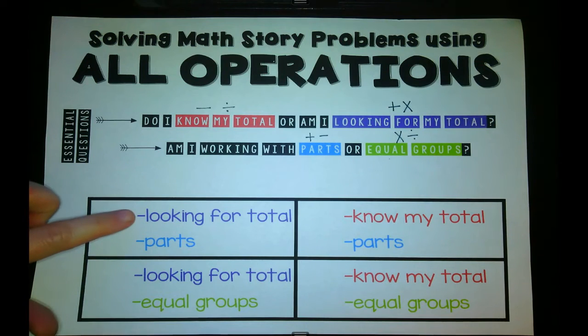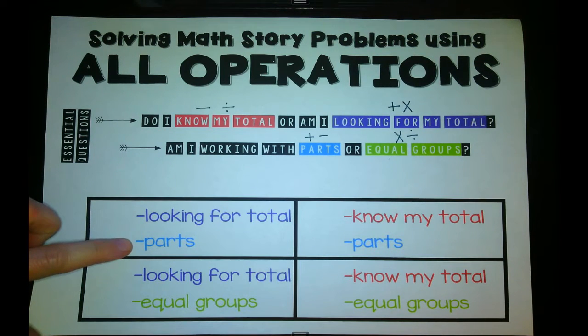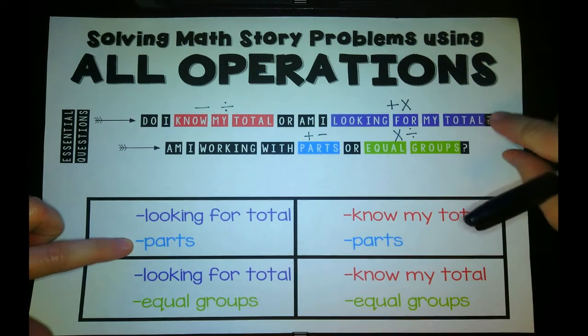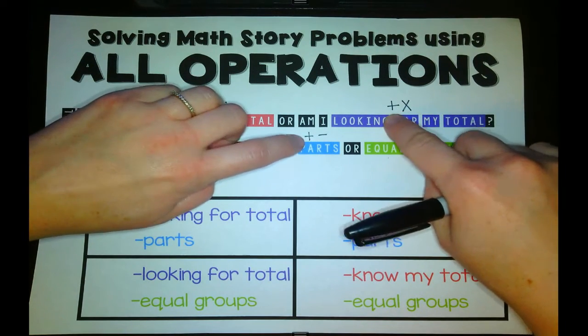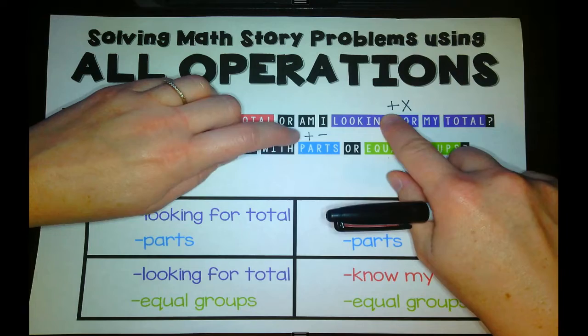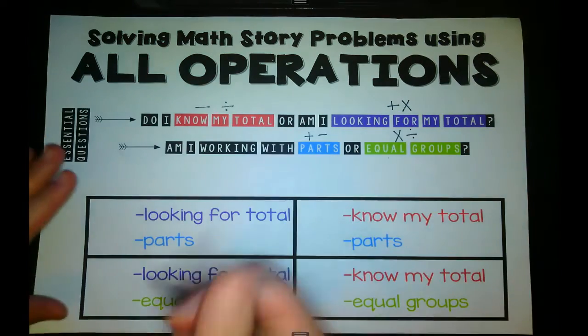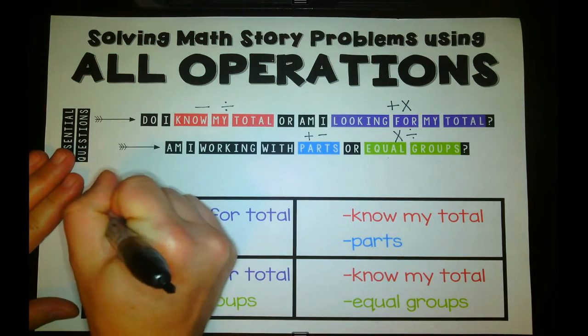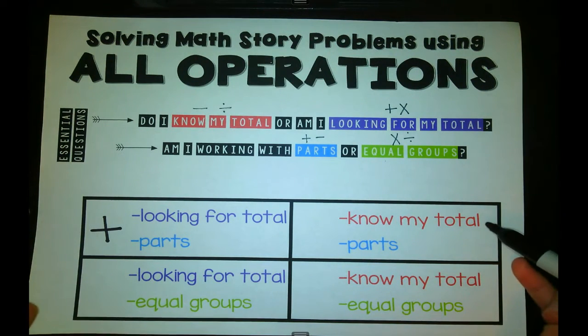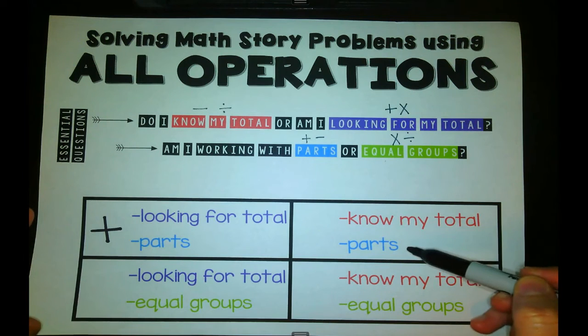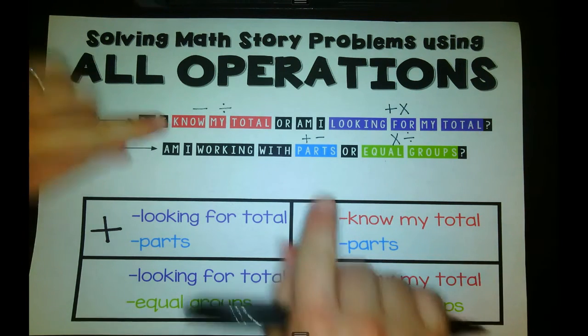So when we're looking for a total, and we also have parts, so I'll come back up here, looking for a total and parts, I notice that my same operation that's included on both for looking for total and parts is addition. So if you have a story problem where you're looking for total and you have parts, you're using addition. Next, if I know my total and I'm using parts, my operation is going to be subtraction.